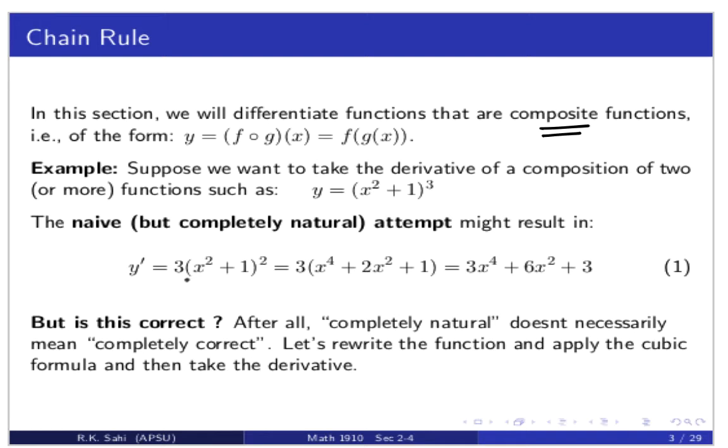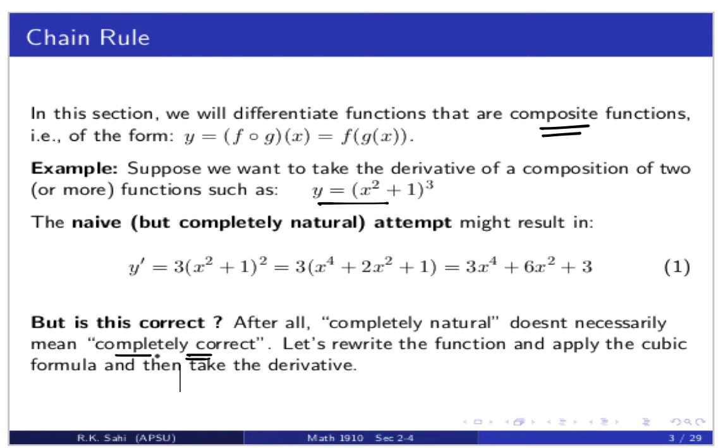If you take the derivative, what you get is 3 times x squared plus 1, the whole expression squared. So when we open it up, we're getting the derivative of the function y equals x squared plus 1 cubed to be 3x to the 4 plus 6x squared plus 3. It's a very naive attempt. So the question is, is this correct? It looks very natural, but is it completely correct?